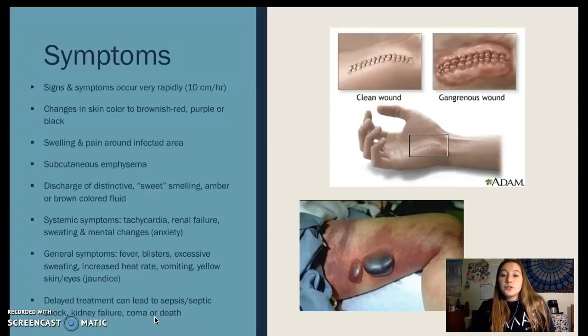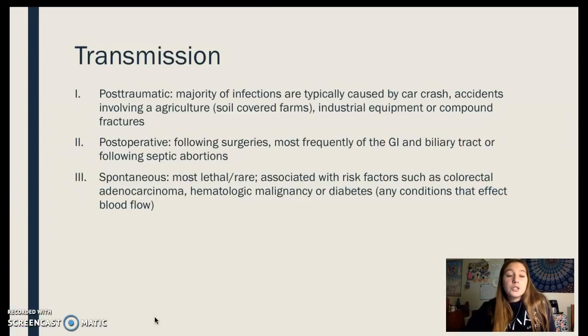Oh, and this picture just shows a clean wound as opposed to a gangrenous wound. There's obvious swelling and infection that's occurred. So transmission: there's no hand to hand, touch, or airborne transmission. You really only contract this disease if you have an open wound, or if you're stuck with a dirty needle. It has to be physically injected or go into the body.